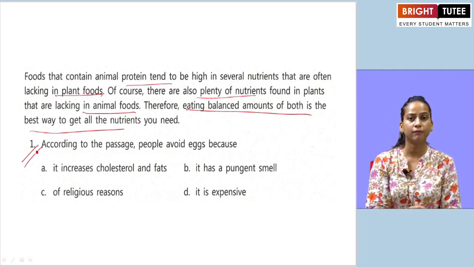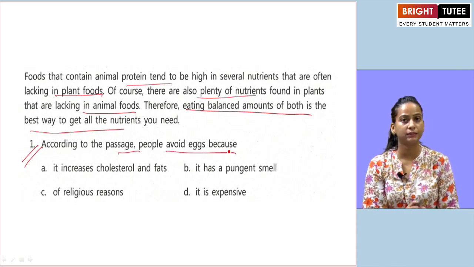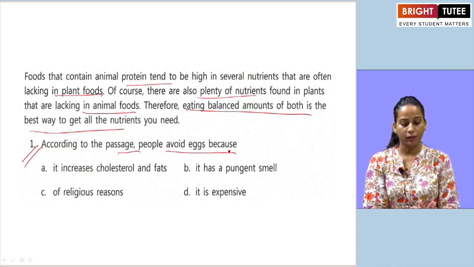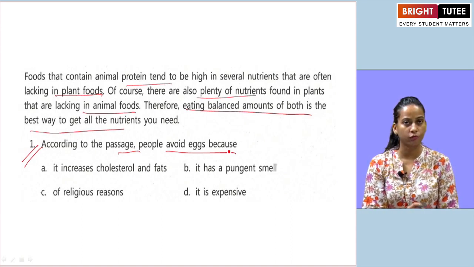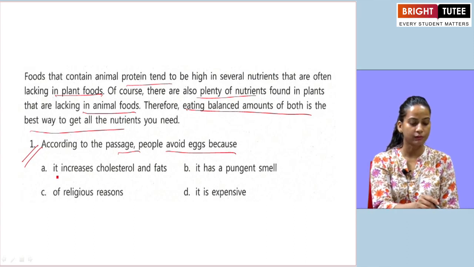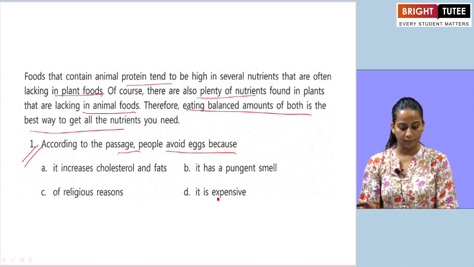The first one they have given, according to the passage, people avoid eggs because. So we have to find out which one is going to be the appropriate option for question number 1. The first one they have given, it increases cholesterol and fats. It has a pungent smell, of religious reason, and it is expensive.